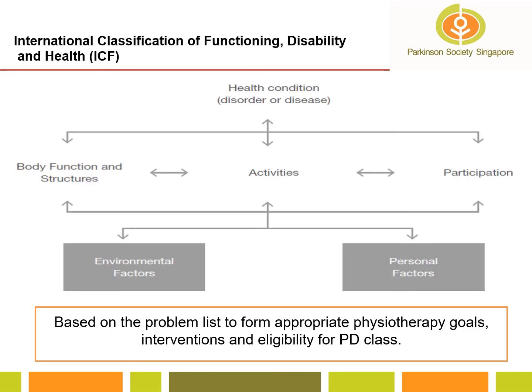So after explaining the whole ICF model, I do hope that everyone understands that this ICF model has various components that are interlinked and do interact with each other as well. So it is important for us to use the ICF model to come up with our client's problem list. With this problem list, we are able to formulate appropriate interventions that target the right impairments, and also set realistic goals. Most importantly, with this information, we will also make sure that our clients are suitable for the exercise class.